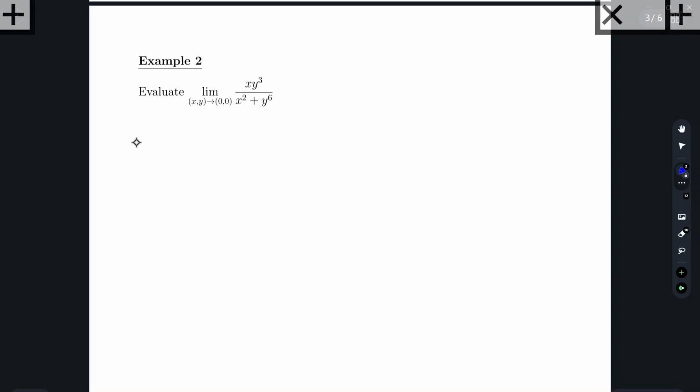So here again we're approaching the origin, right? So (a, b) is the origin. So first, we set y equals 0. So what does it look like? So you have x times 0 cubed over x squared plus 0 to the 6th, and this is the limit as x goes to 0 now, right? Because it only contains x.